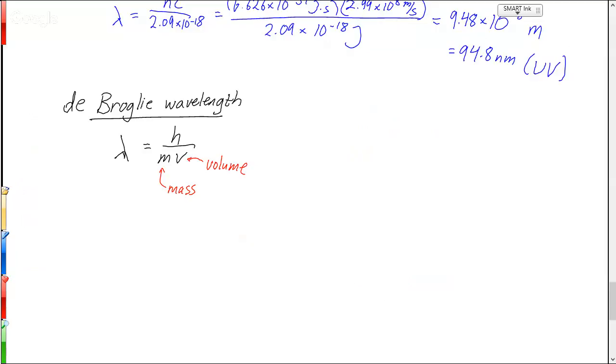So things that are really, really small have reasonable wavelengths, like electrons. So let's use this equation to calculate the wavelength of an electron.